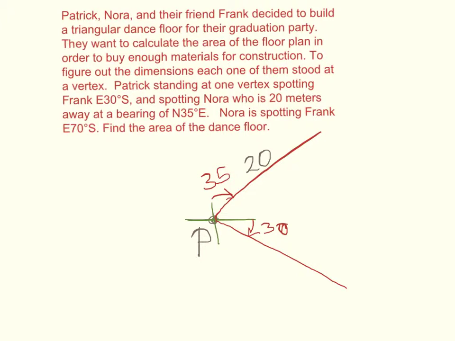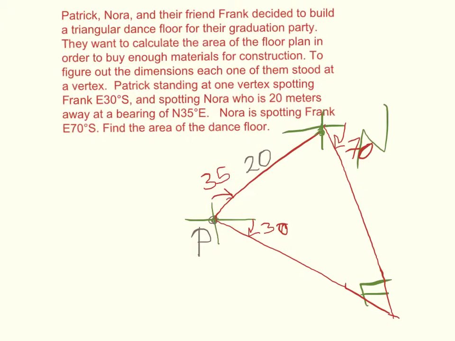Now, let's see. Here is Nora, and here somewhere is Frank. Alright, Nora is spotting Frank east 70 south. So from the east towards the south, 70 degrees. And I believe now that Frank is down here. That's why I didn't want to illustrate Frank by a point yet, because I wasn't sure if it's going to be, for example, between the west and the south, or east and the south. So we continue to read and we adjust our picture accordingly.